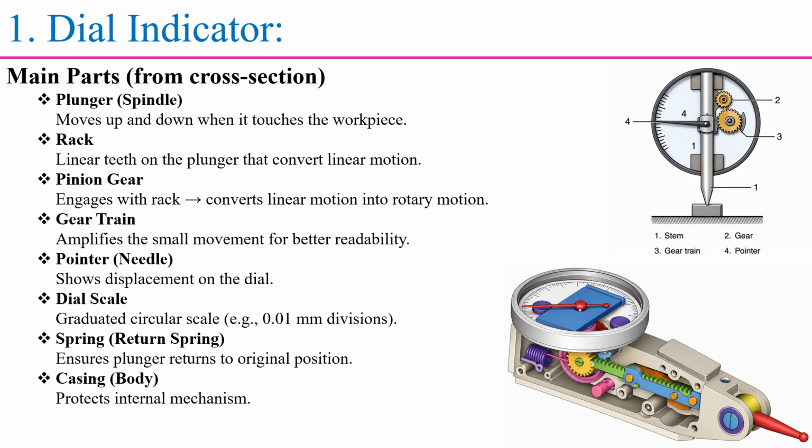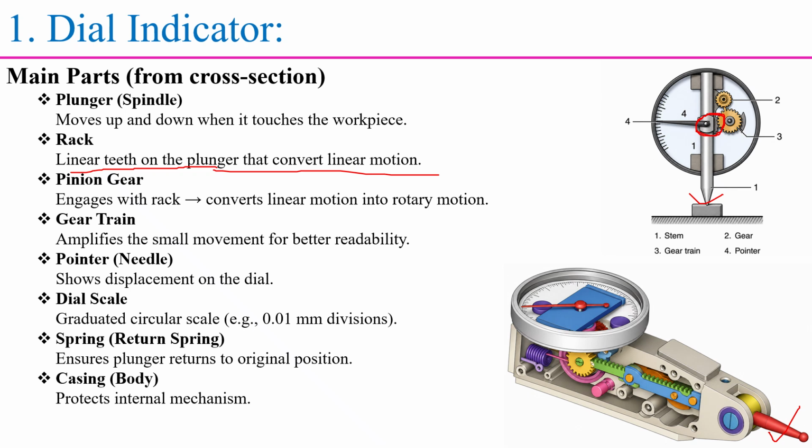So let's see the main parts of the dial indicator. First one is the plunger. So this is the plunger. In general, the plunger moves up and down when it touches the workpiece. Next one is the rack. So here you have to observe. The plunger is always connected to the rack. So the linear teeth on the plunger convert the linear motion into the rotary motion of the pinions.